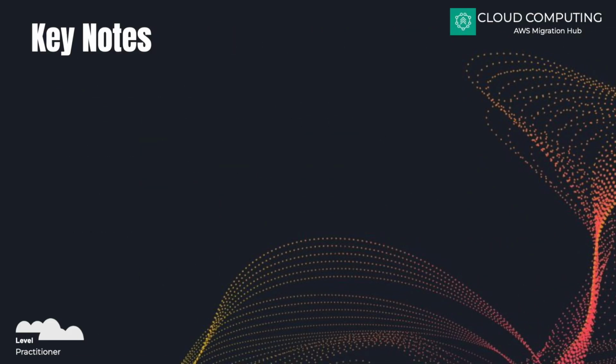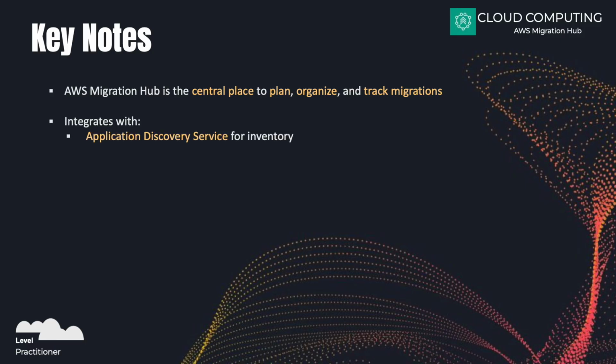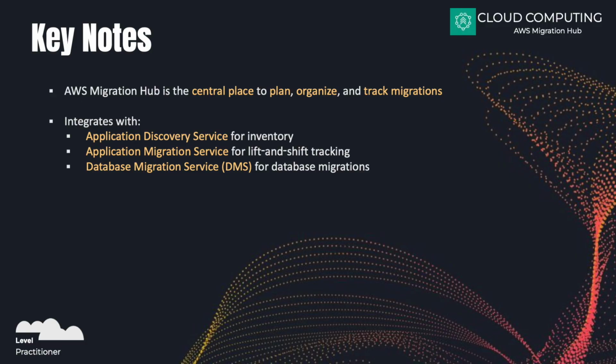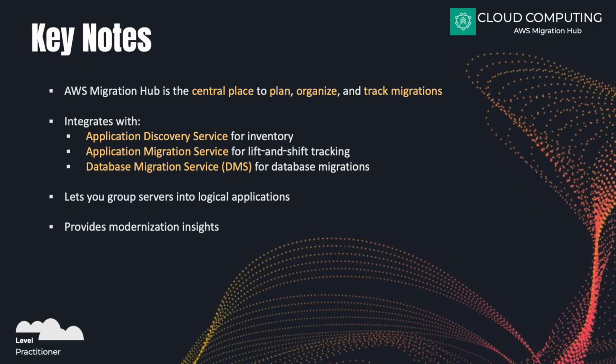All right, to wrap up, here are the main ideas and important takeaways to remember. AWS Migration Hub is your central place to plan, organize, and track the migrations of your applications and data into AWS. It integrates with Application Discovery Service to build the inventory, the Application Migration Service to monitor lift and shift migrations, and with Database Migration Service, or DMS, to follow database moves. It lets you group servers into logical applications, helps you think about modernization paths, and can give you cost estimates for running your workloads on EC2 and other services.